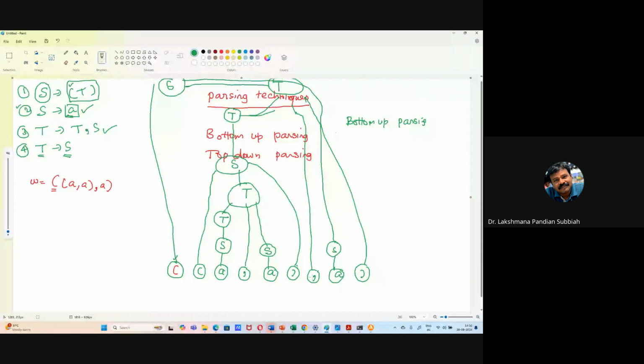Can you understand now? Once again, understood, anybody? Once again, I want to draw once again. Sir, can you draw with any other example, sir? Can you repeat? Okay, fine. Okay, we'll do that.